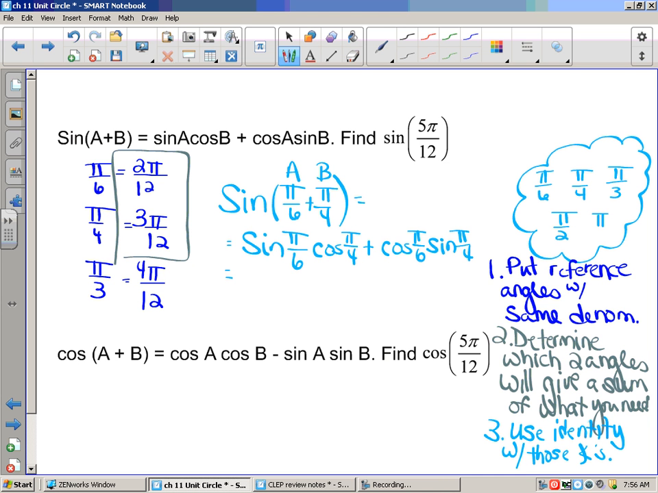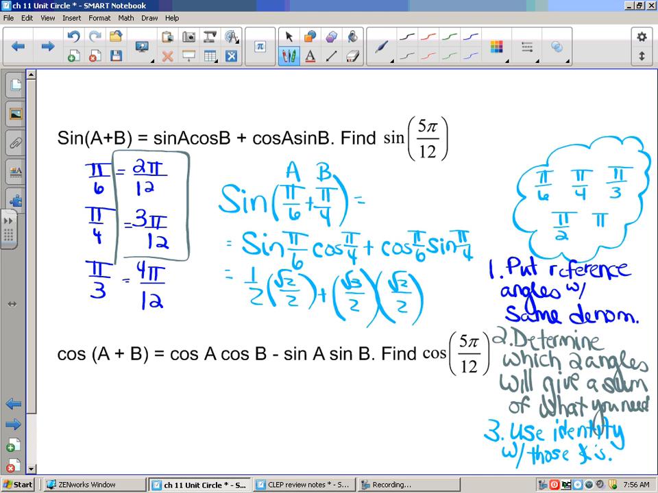So the sine of pi over 6. Using your unit circle, this should be relatively easy, at least I hope it is. When you look at pi over 6, what is the sine? That, of course, is our y value. That's 1/2. And cosine of pi over 4 is root 2 over 2. Cosine of pi over 6 is root 3 over 2. And sine of pi over 4 is root 2 over 2.